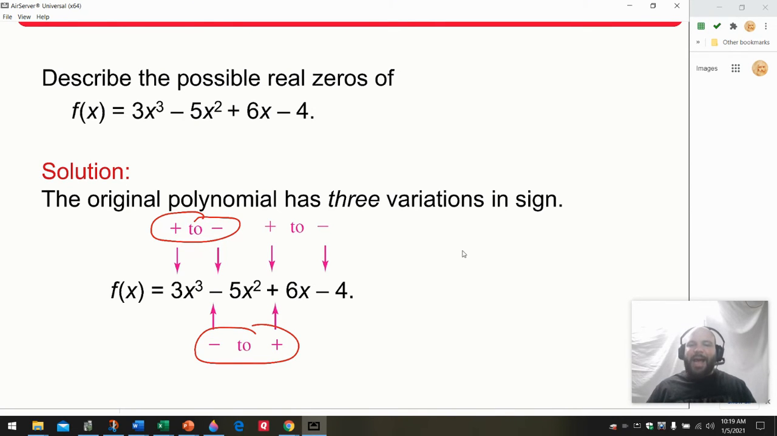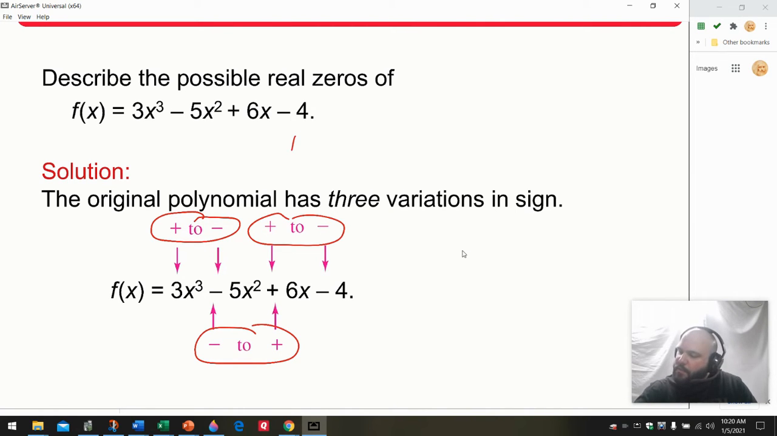And now looking at the last two terms, you can see it's a positive 6x and then a negative 4. And there again, we have a variation of sign because it goes from positive to negative. So it goes from positive to negative, and then negative to positive, and then positive to negative again. And so what you see is there are three variations in sign. And what that tells us then is that three of the possible positive numbers from P over Q could work.